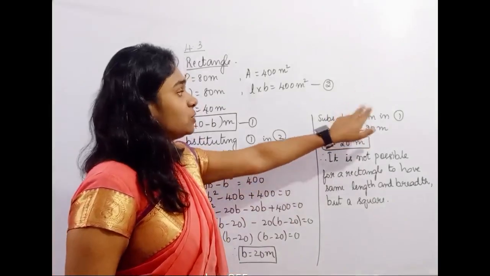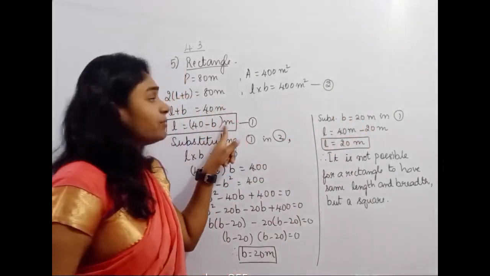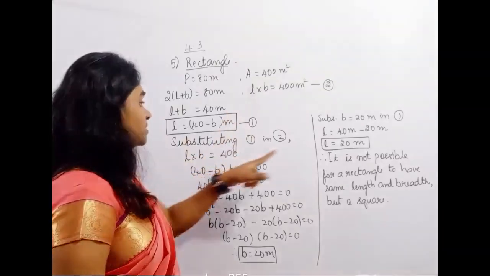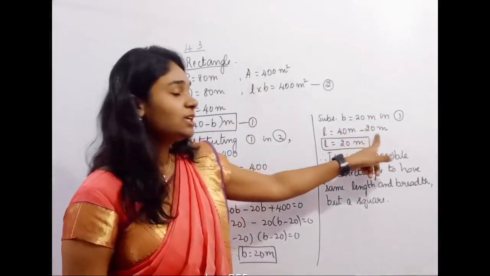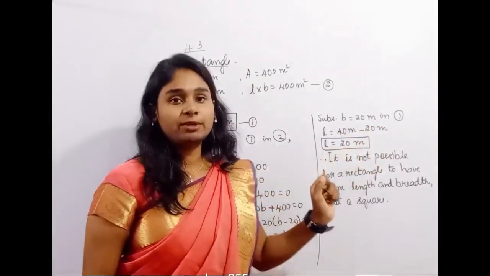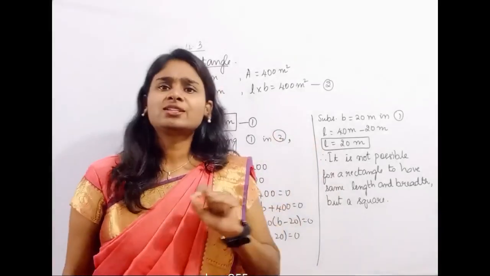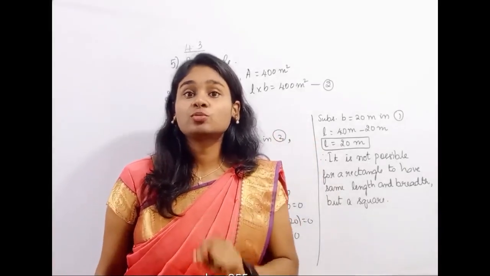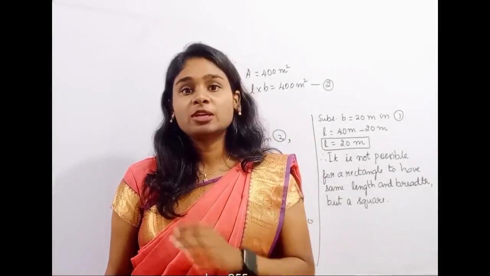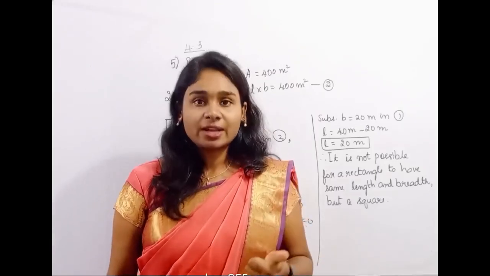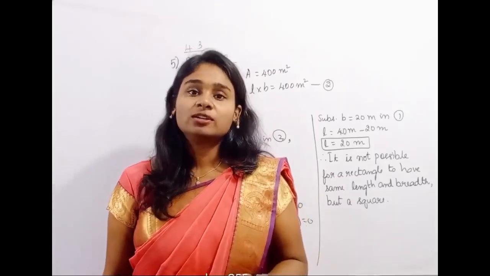So if B is equal to 20 meter, then how can we find out the length? We can instead substitute L is equal to 40 minus B, right? So 40 minus 20 meter, which is equal to 20 meter. So for a rectangle, it is not possible for the length and breadth to be the same or of equal dimensions, right? If they are the same, it is impossible for it to be a rectangle, but it can be called a square.